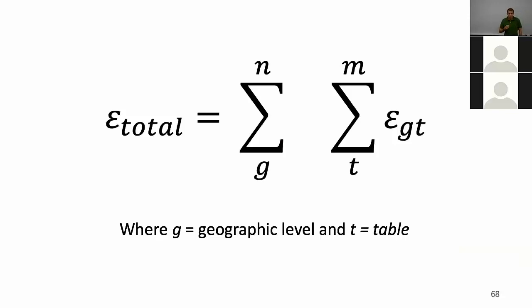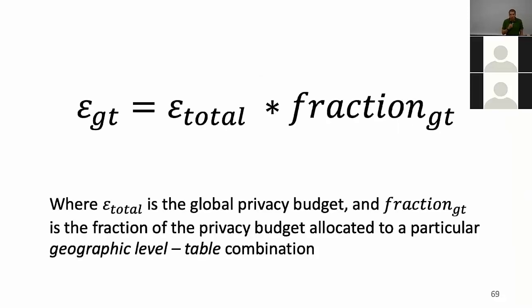The total epsilon, the global privacy budget, is the sum of the epsilon values that are assigned to each geographic level table combination. And the epsilon assigned to a geographic level table combination is simply the product of the global privacy budget times the fraction assigned to that geographic level table combination that we saw before.